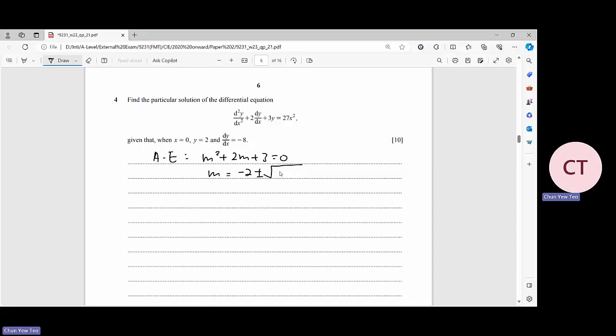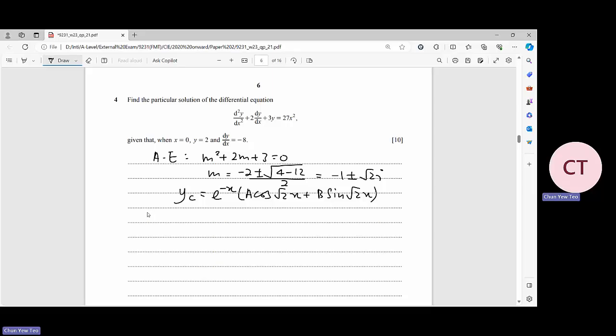You have negative b plus or minus the square root of b squared minus 4ac, all divided by 2a. Then you will get negative 1 plus or minus root 2 i. So from here, you will get your complementary solution. It will be e to the power of negative x times a cos root 2 x plus b sin root 2 x. Okay, so this will be the yc.